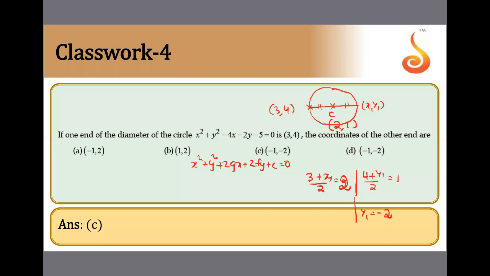Let me check. Coordinates of center is (2, 1). That is also correct. Okay. So we get (3 plus x1) by 2 is equal to 2. That is also correct. So this will give you 4. x1 is equal to minus 1. Option C, minus 1 I'm getting.